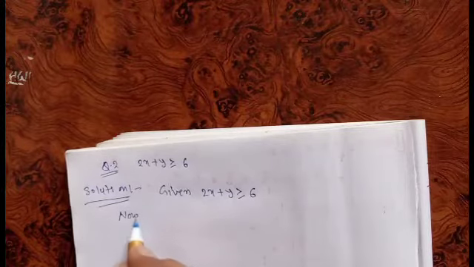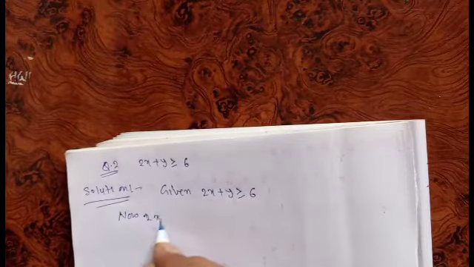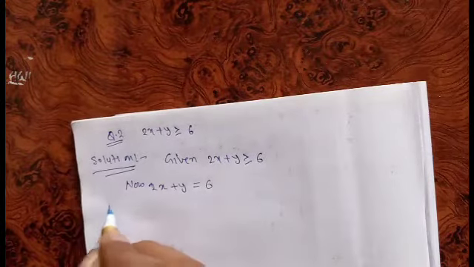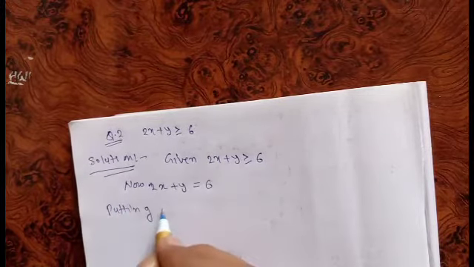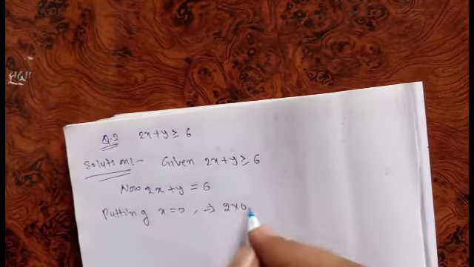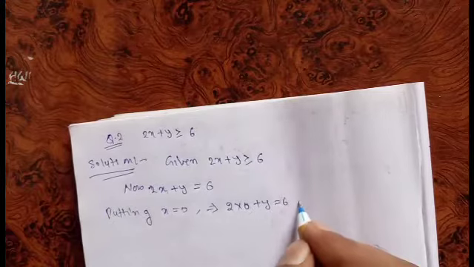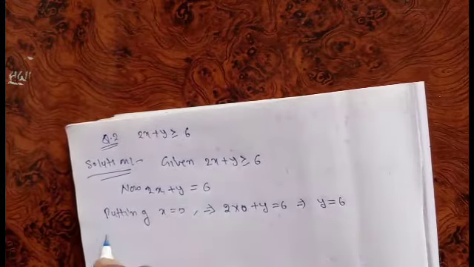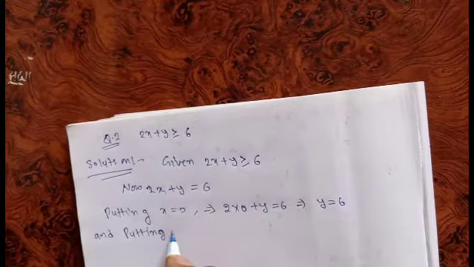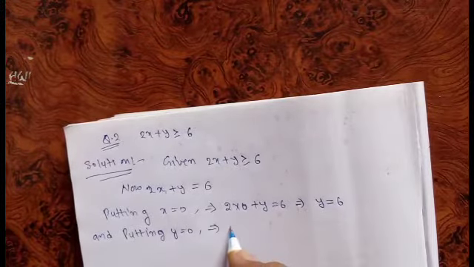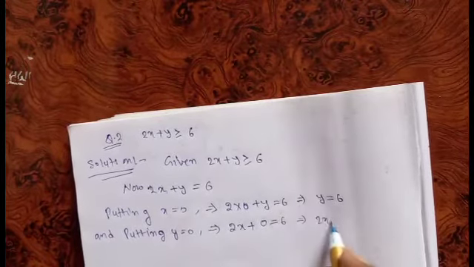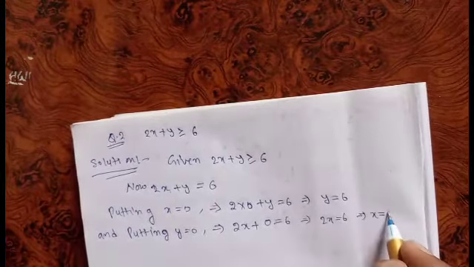Now we convert into equation. So 2x plus y is equal to 6. Putting x is equal to 0, we get 2 into 0 plus y is equal to 6, or gives y is equal to 6. And putting y is equal to 0, so 2x plus 0 is equal to 6. We get 2x is equal to 6, x is equal to 3.